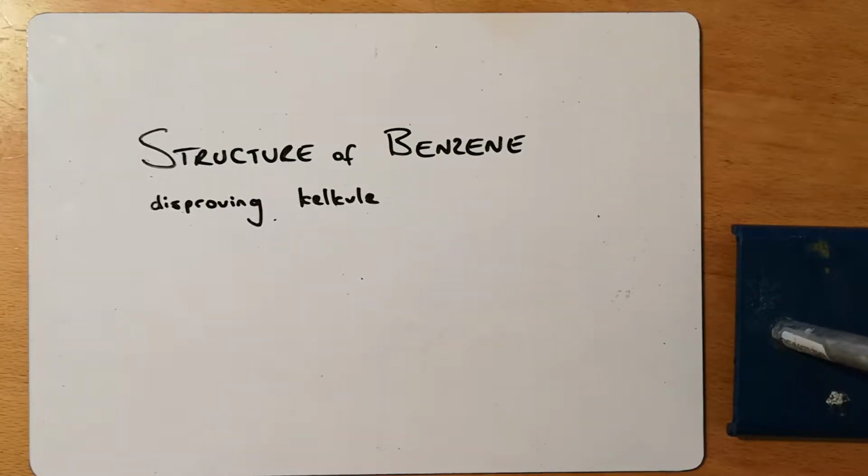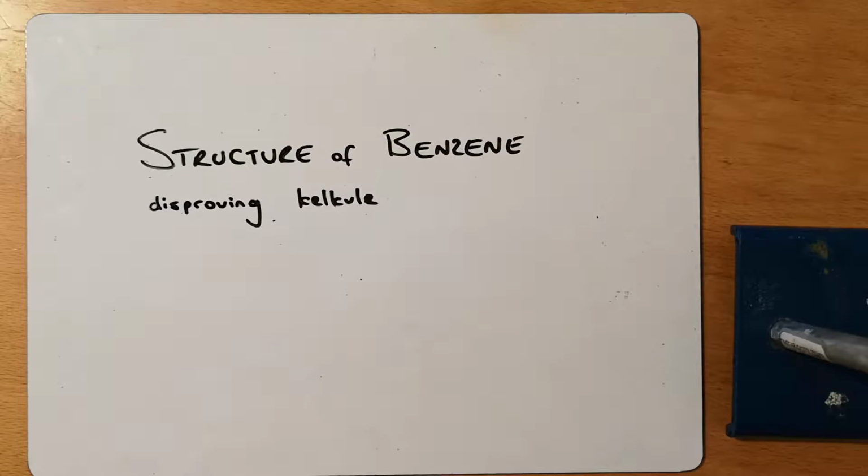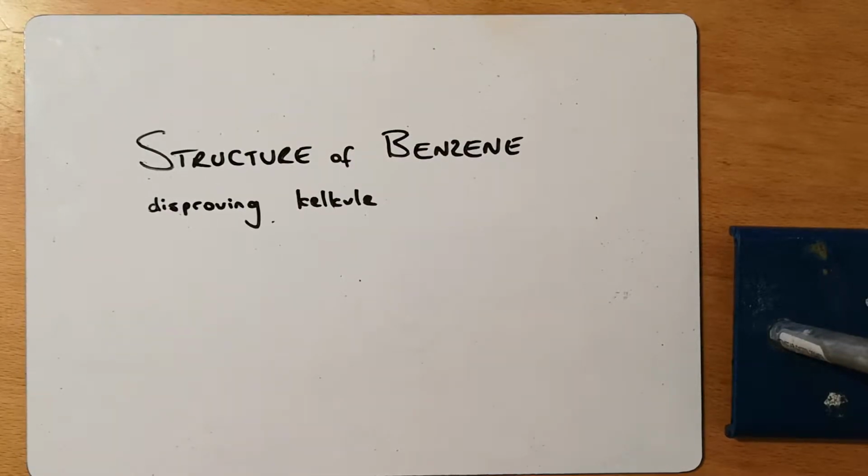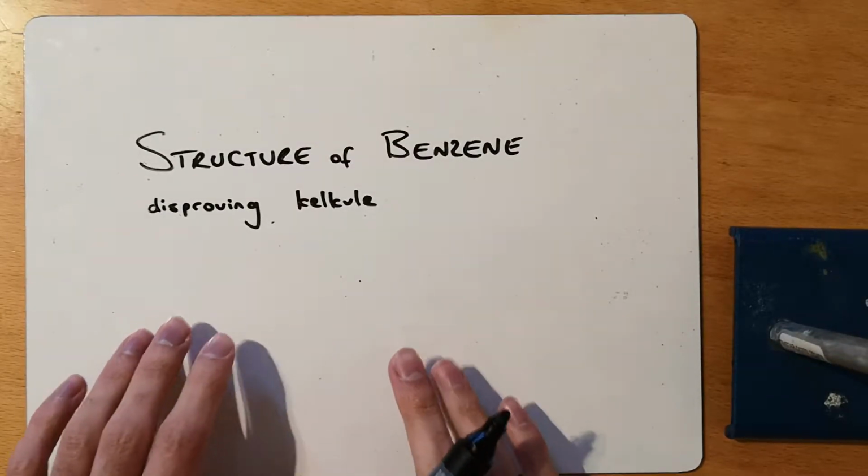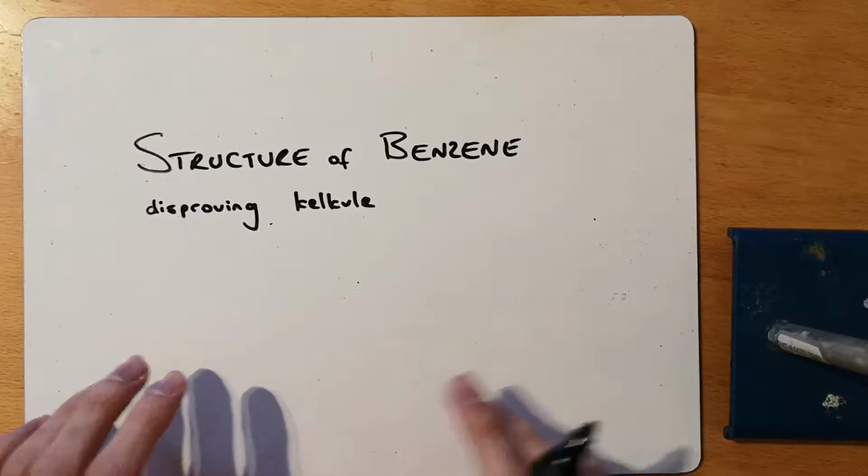Okay, welcome to this video. We're going to start on module 6, and this is a video on the structure of benzene, and specifically we're going to look at disproving Kekule's model.